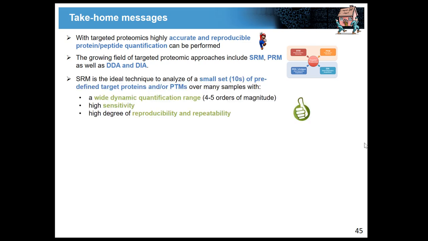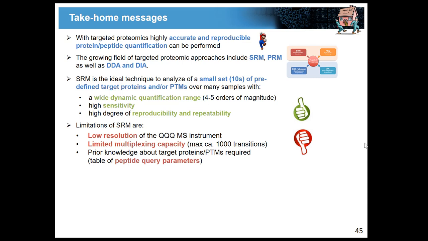SRM is the ideal technique if you want to target a rather small set of peptides or proteins, and its biggest advantage is that you have this really wide dynamic quantification range, 4 to 5 orders of magnitude. So you're very sensitive and reproducible, but you have a rather low resolution when you work with triple quads. You have a limited multiplexing capacity, 1,000 transitions is the max, and you need to generate these peptide query parameters.